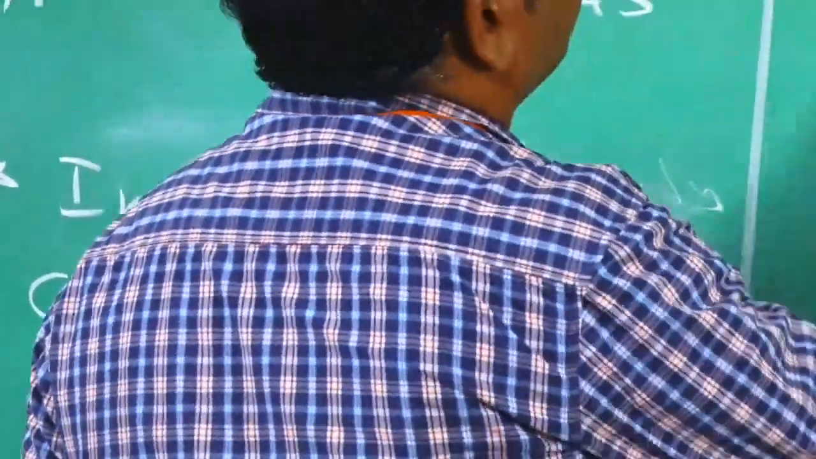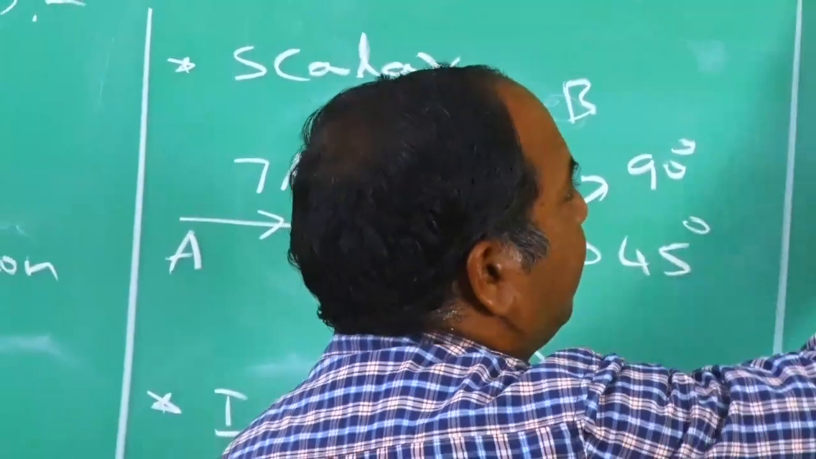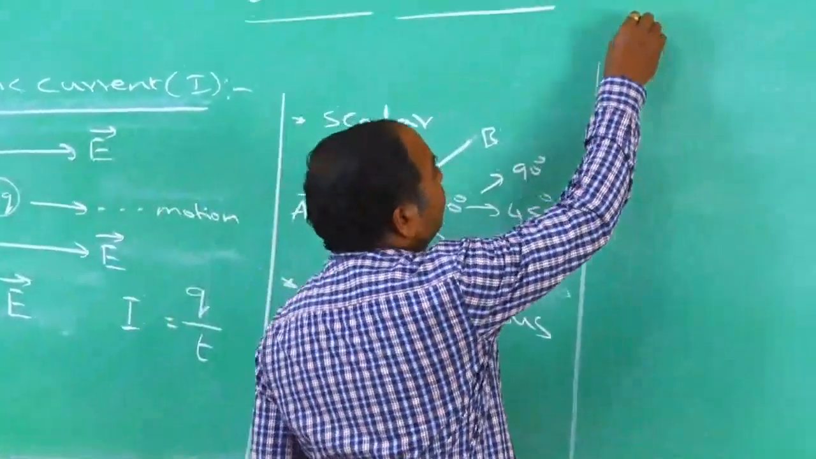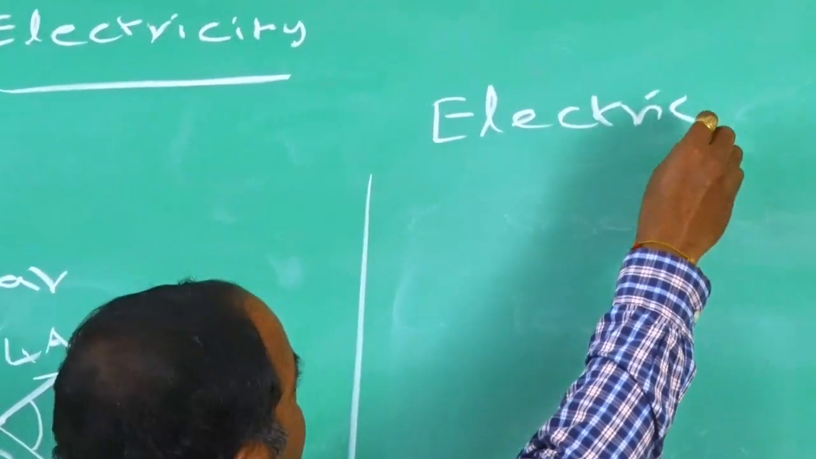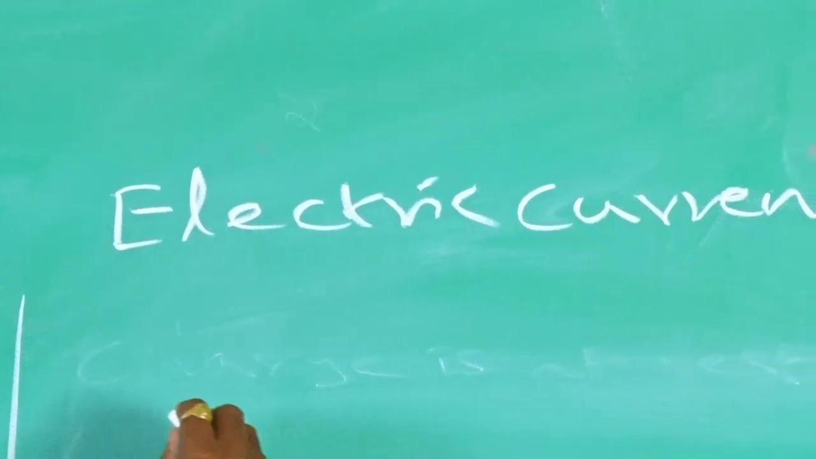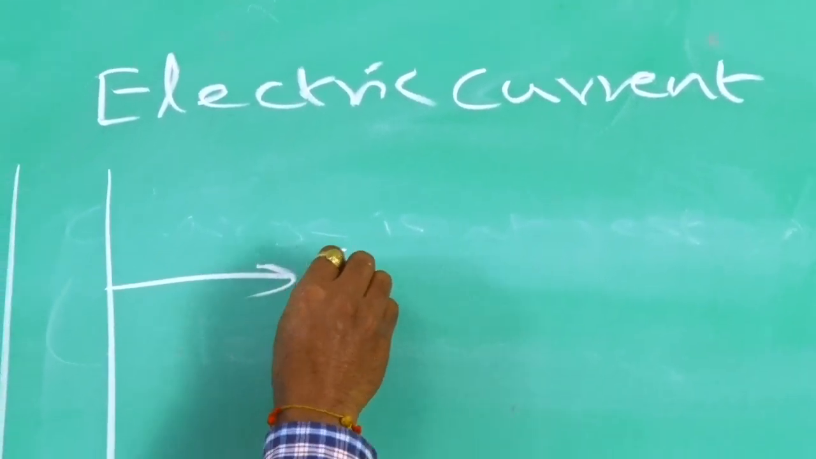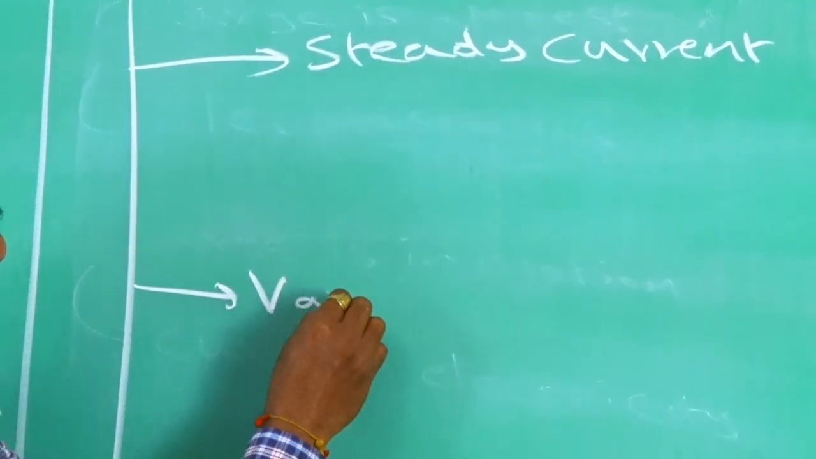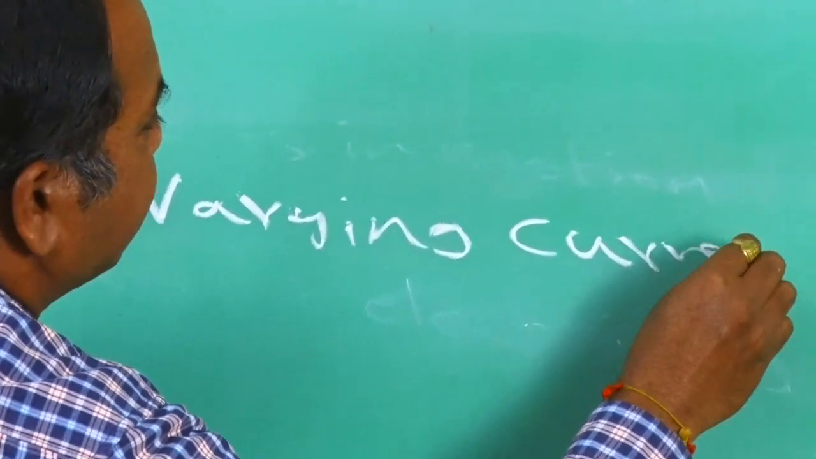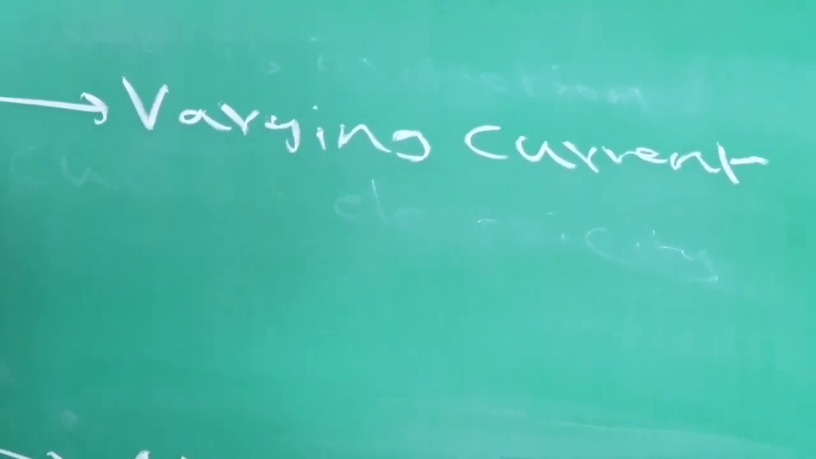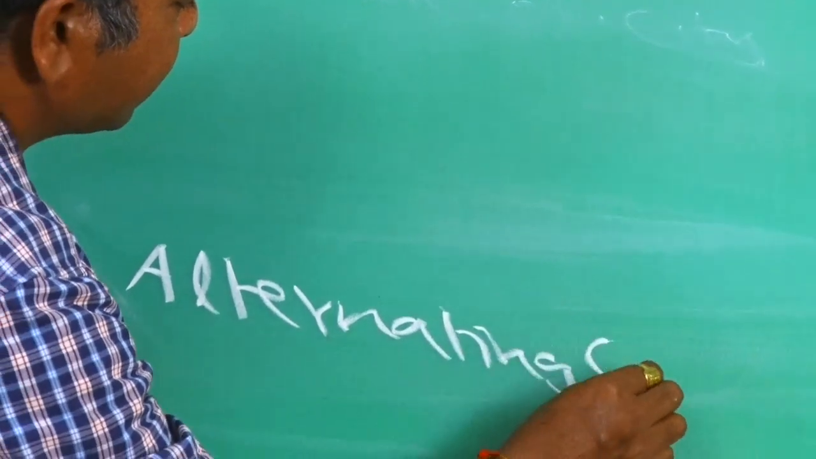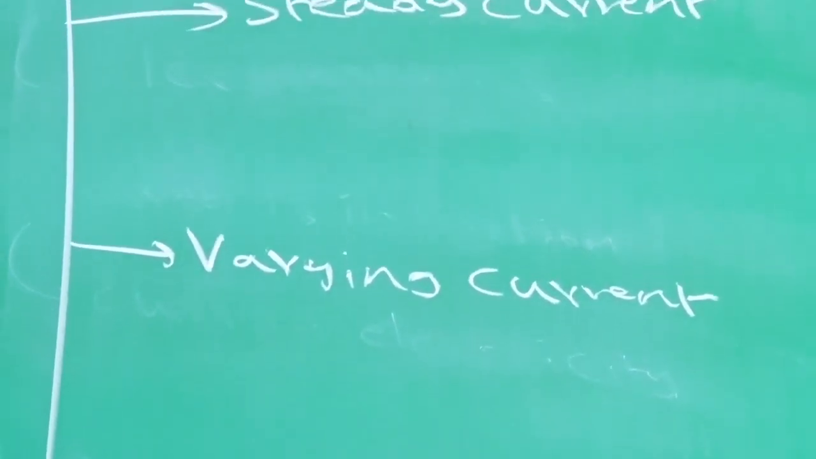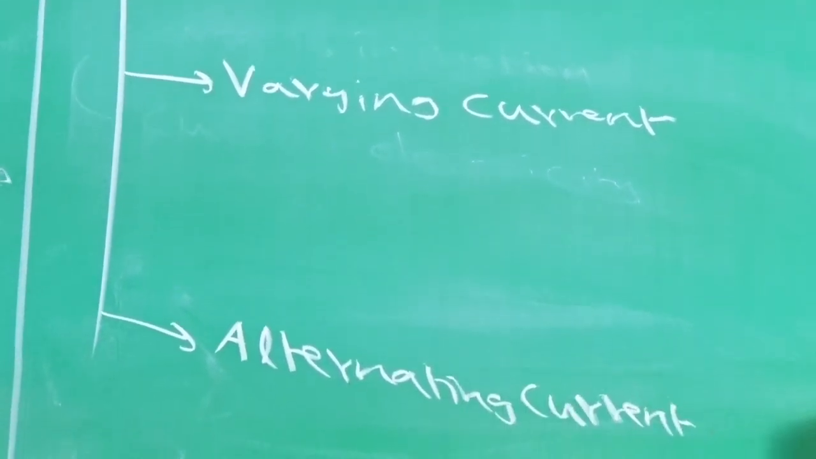Next, with respect to magnitude and with respect to direction, electric current is classified into three types. The first one is steady current, the second one is varying current, and the third one is alternating current. The currents are classified into three types with respect to their corresponding magnitude and direction.